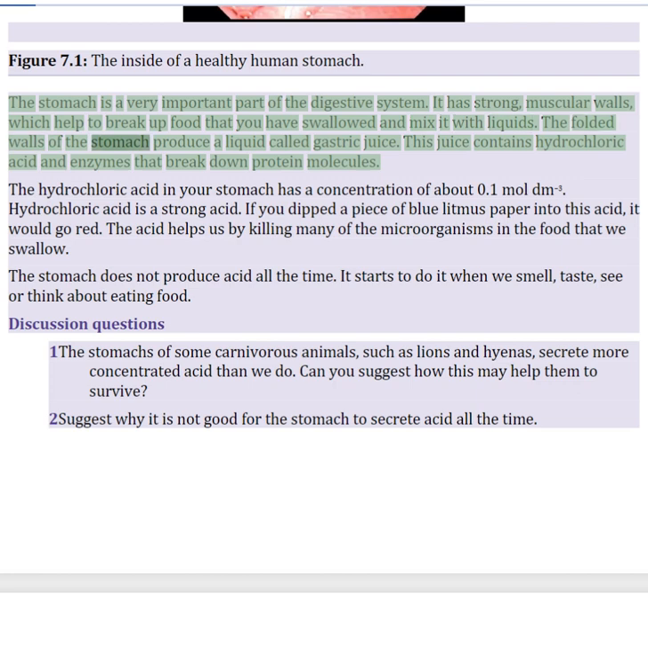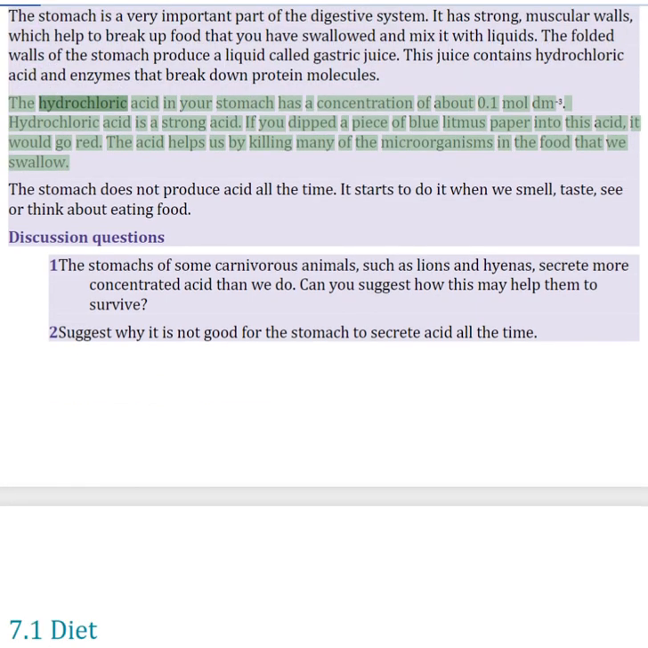The folded walls of the stomach produce a liquid called gastric juice. This juice contains hydrochloric acid and enzymes that break down protein molecules. The hydrochloric acid in your stomach has a concentration of about 0.1 moles per dm³. Hydrochloric acid is a strong acid. If you dipped a piece of blue litmus paper into this acid, it would go red. The acid helps us by killing many of the microorganisms in the food that we swallow.